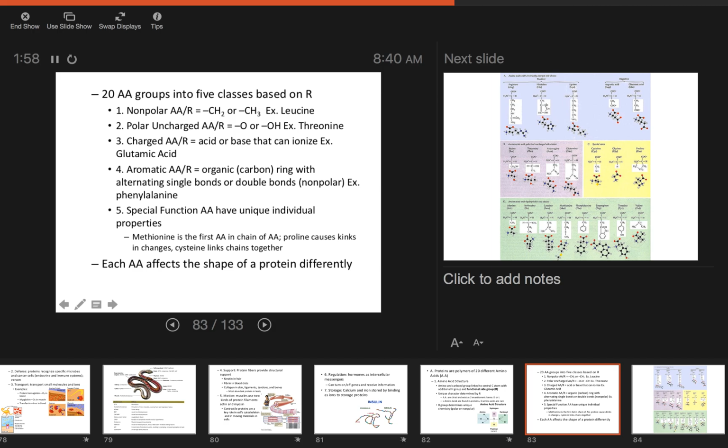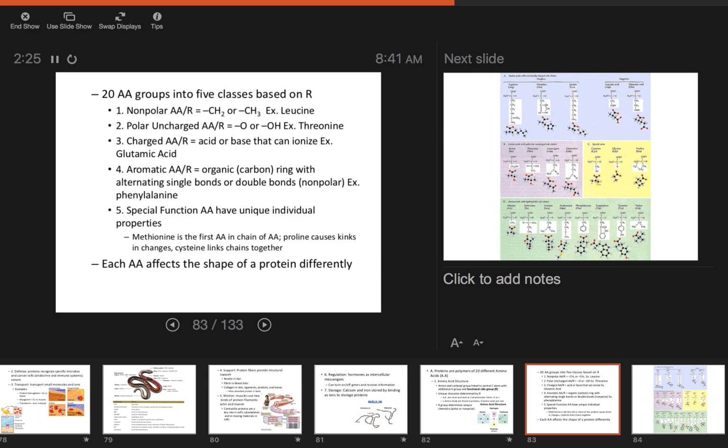They tend to show it like this. So here's my ring, and then it alternates single and double bonds. This means it's aromatic. And then the 5th one is, well, if it doesn't fit these 4, we're just going to call it a special function. So this number 5 doesn't actually have a name. It's just a special function.